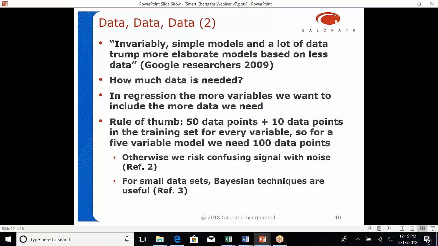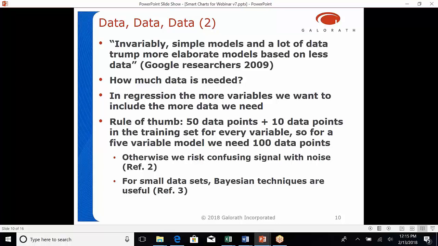Continuing our discussion on data, researchers that work for Google published a paper in 2009 where they found that simple models based on a lot of data are better than elaborate models based on less data. How much data do we need, though? There is this concept in machine learning that as you add features, the number of data points you need increases exponentially. This has been called the curse of dimensionality.